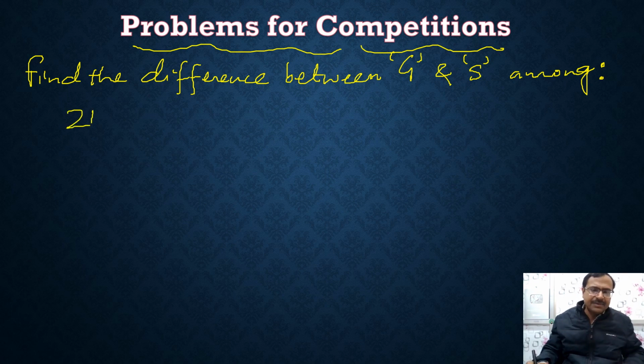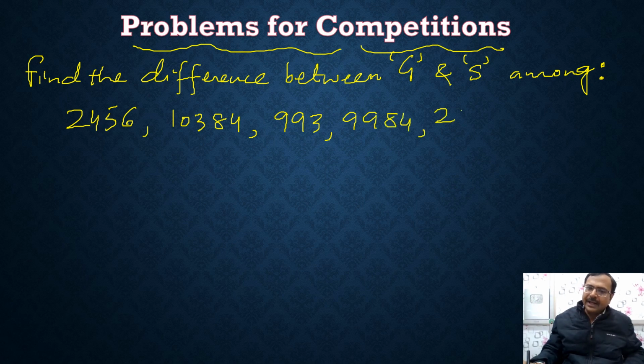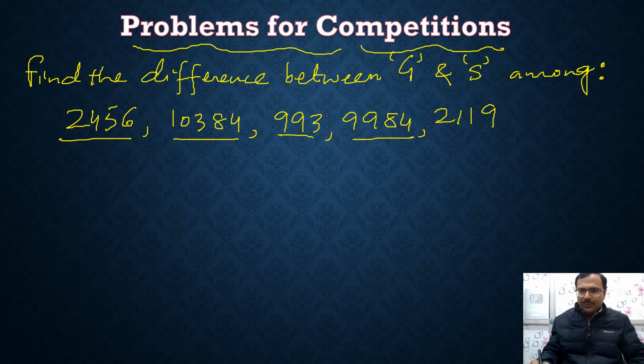Suppose the numbers given are 2456, 10384, 993, 9984, and 2119. Now what did I tell you the first step? You have to first count the number of digits. So let's see the number of digits. 4, 5. Oh my god, there's a 5-digit number. 3, 4, 4. Very easy for me.